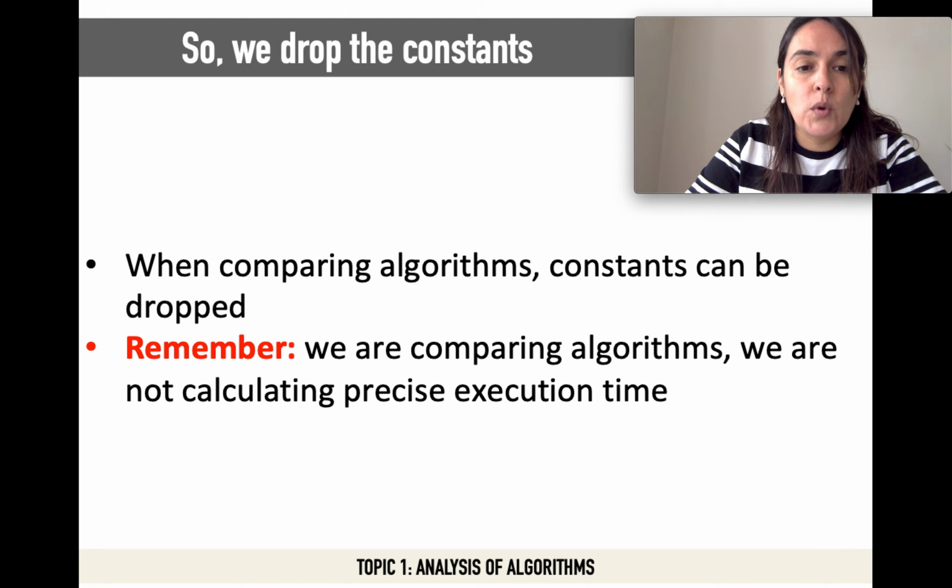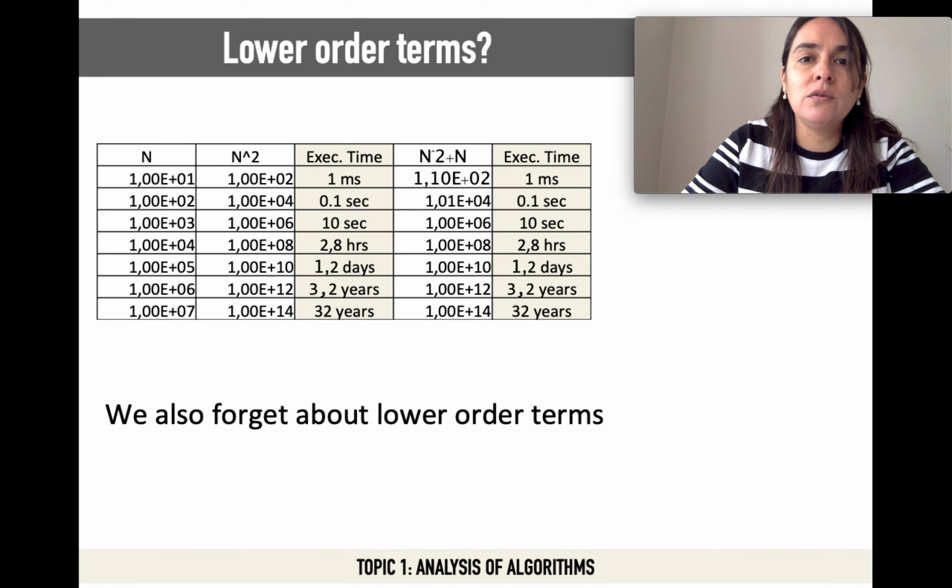But remember, we can drop the constants because we are comparing algorithms. We are not calculating precise execution time. If our problem was calculating precise execution times, then we should go for another, quite different approach, okay? So, okay, we can drop the constants. That's good. What about lower order terms?